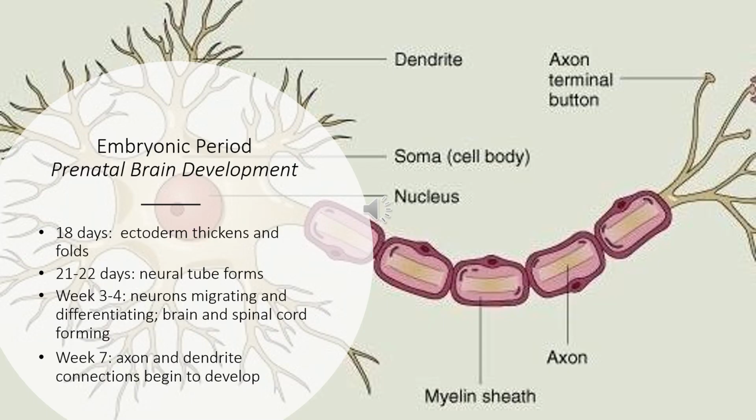Continuing on with brain development in the embryonic period. After the ectoderm thickens and folds and the neural tube forms, neurons begin to differentiate, some going to form the brain and some going to form the spinal cord. As early as week 7, we'll start to see some axon and dendrite connections begin to form between neurons.